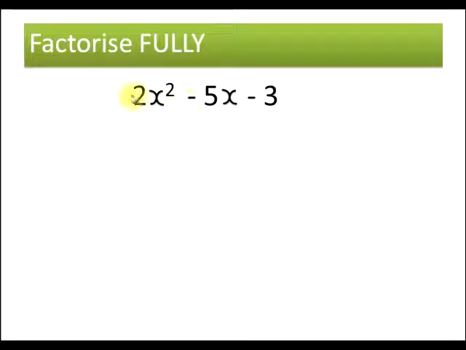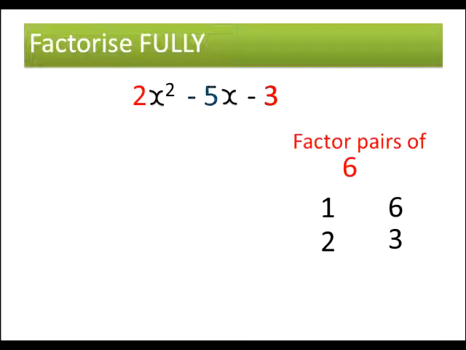So again, remember the start. It's not just the factors of 3. We've got to count this number as well, multiply them together, and we have the factors of 6. Now, this is a tough one because we can make a minus 5 using both of these pairs, but only one is the correct answer.